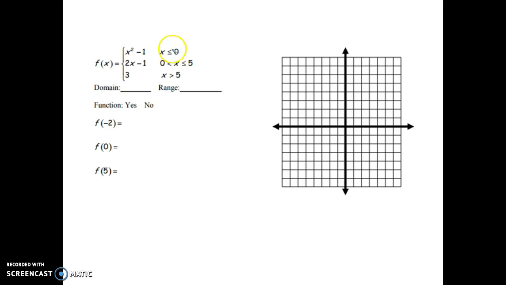Okay, for our next example, we've got 3 equations. We've got a quadratic, a linear, and a linear. Okay, so that means I've got 2 dotted lines I'm going to have to use. One of them's at 0, one of them's at 5.